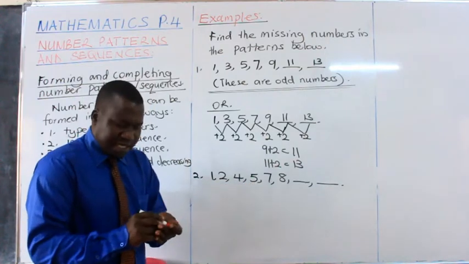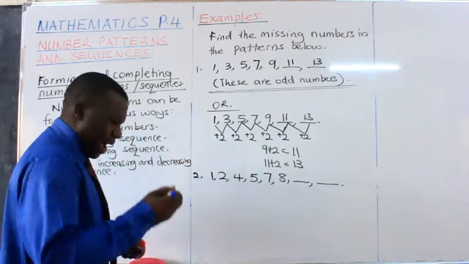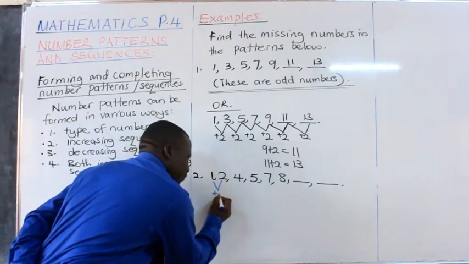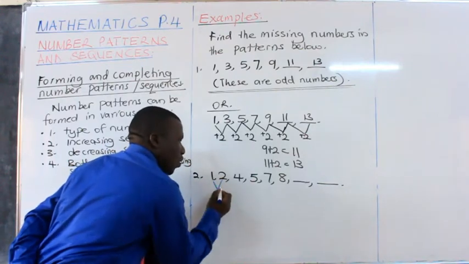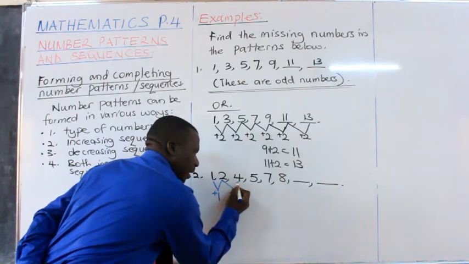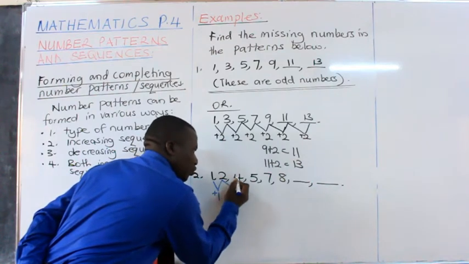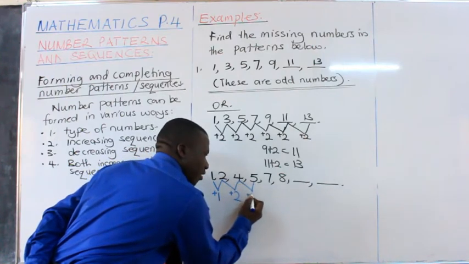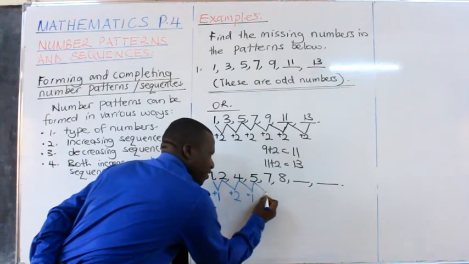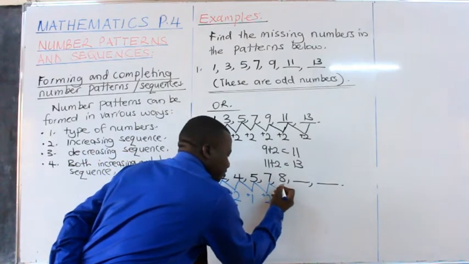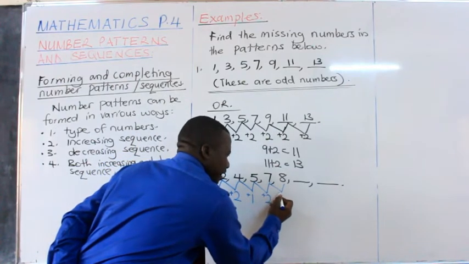So let's find out what type of a pattern this one is. From 1 to 2, you add 1. They added 1 to 1 to give you 2. From 2 to 4, they added 2. Okay? So they added 2 to 2 to give you 4. From 4 to 5, they added 1 to get 5. From 5 to 7, they added 2 to give you 7. From 7 to 8, they added 1.